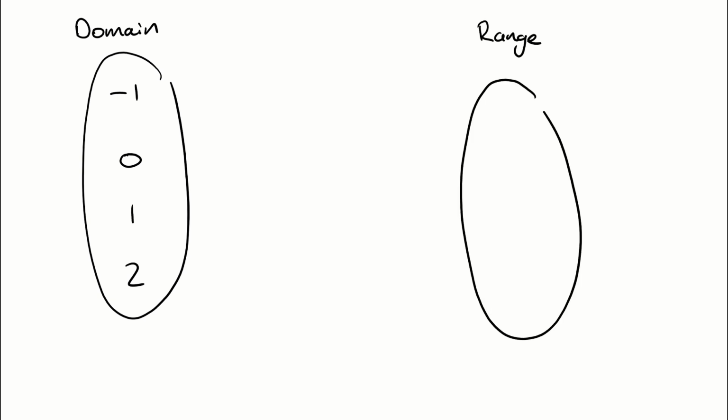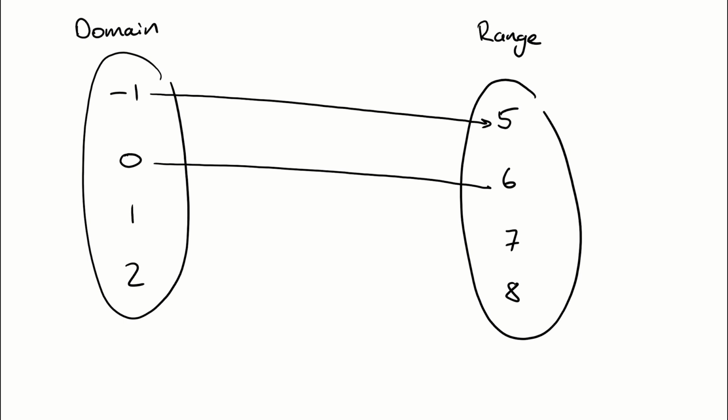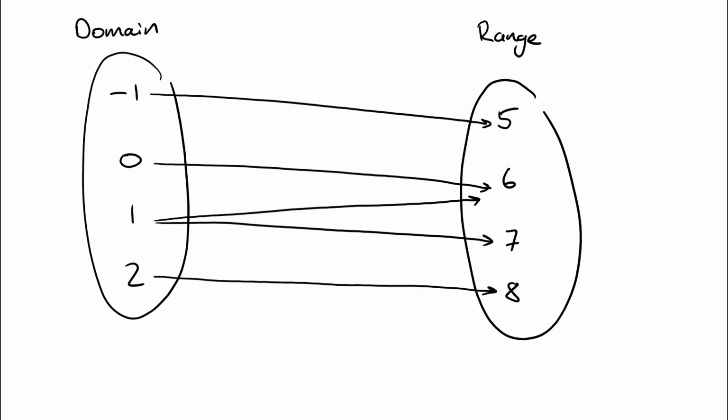And my range, I don't know, it might be 5, 6, 7, and 8. And let's say that, for example, my number 1 maps to 5. My number 0 maps to 6. My number 1, however, is going to map to both 6 and 7, and 2 is mapping across to 8. So what do we see here?